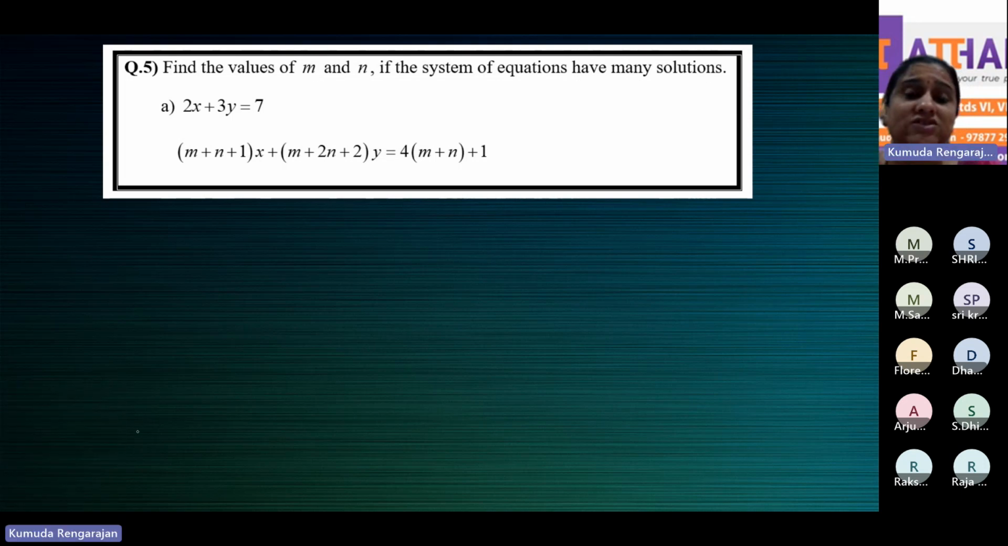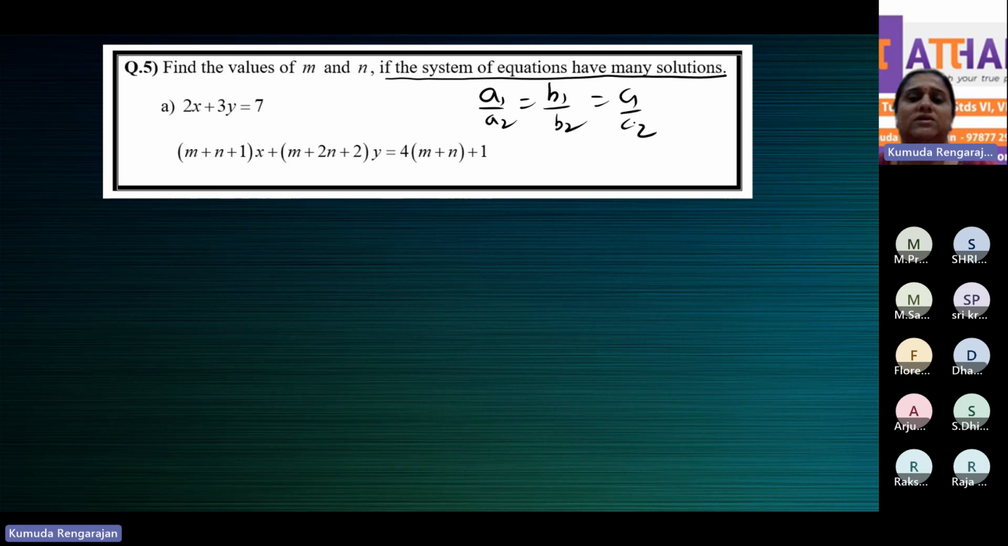So you must work with the condition. What is it given? That the equations have many solutions. So the condition is a1 by a2 is equal to b1 by b2 is equal to c1 by c2. How do we know this? Because it's given. The system of equations have many solutions. So that means this condition is true. So you just have to substitute the coefficients here, a1, a2, b1, b2, c1, c2, and then work and find the values of m and n.